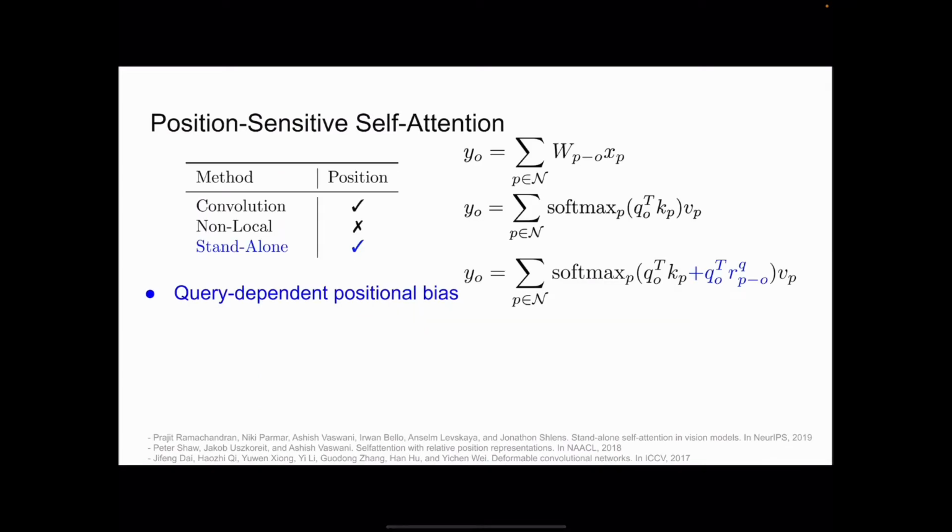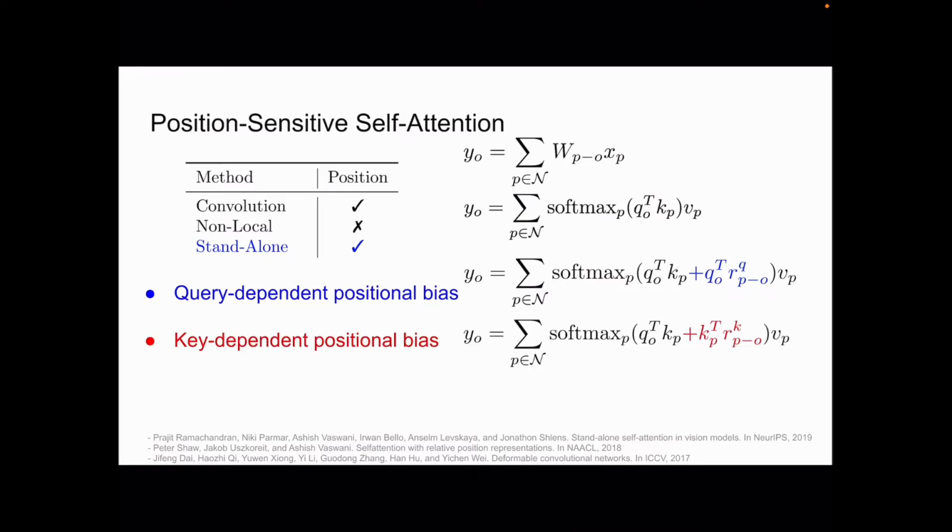SASA proposed to learn a query-dependent relative positional encoding. It is incorporated into the affinities, generating a dynamic prior of where to look at in the receptive field. We notice that the positional bias only depends on the query pixel. However, the keys could also have information about which location to attend to. We therefore add a key-dependent positional bias.